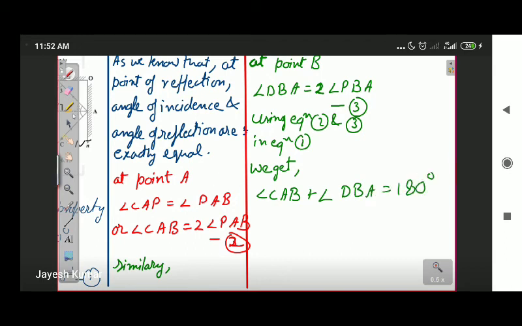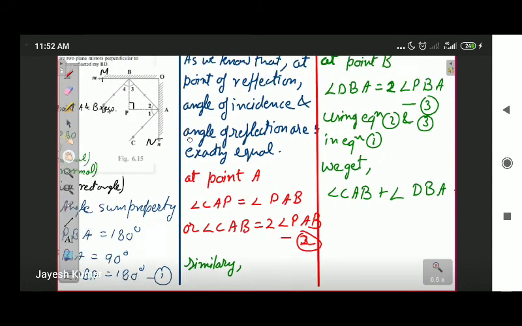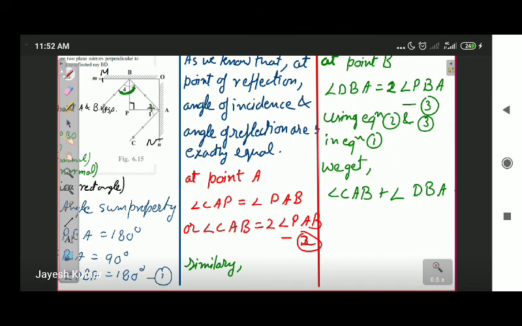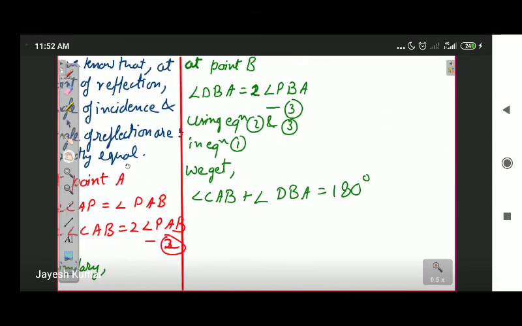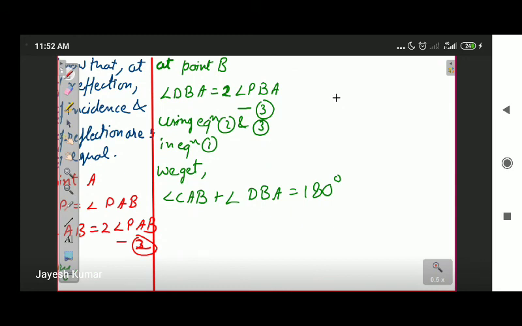So what we have proved till now is that the sum of complete angle B and complete angle A is equal to 180 degrees. That means these are a pair of supplementary angles. Let me remake the diagram for better understanding. We have proved that for two lines, with this as the transversal, the sum of these two angles is 180 degrees. That means the pair of co-interior angles are supplementary.